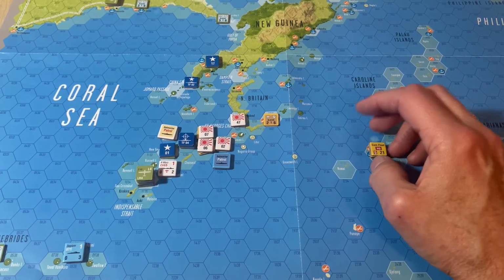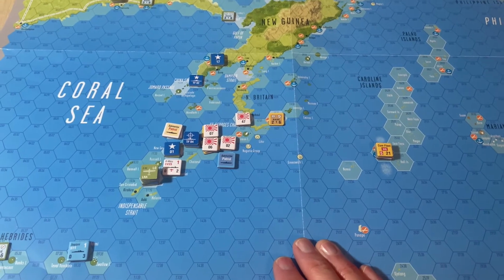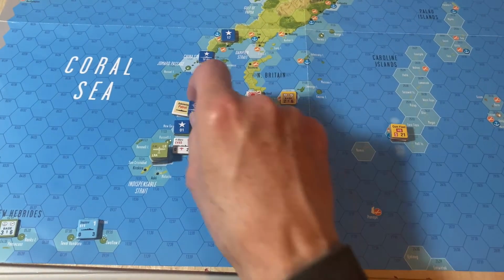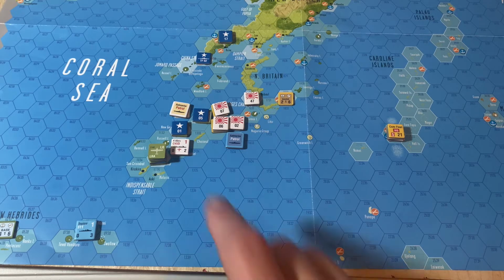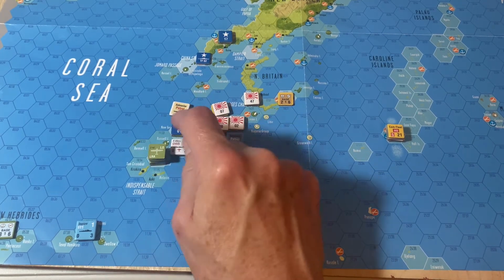So the U.S. mission was successful for this operation. I'll take this task force off. They've got Shortland as a base. It's got 3 bases here now.